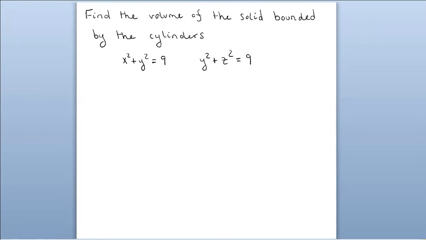And so the first thing I'm going to do is just figure out what's going on. What am I trying to do? First, I'll point out that these are both cylinders and they have a radius of 3, right? Because the equation of a cylinder is x squared plus y squared equal to the radius squared. And so the radius must be 3. And now I am looking for a volume. So I'm thinking that I should be using this in some way.